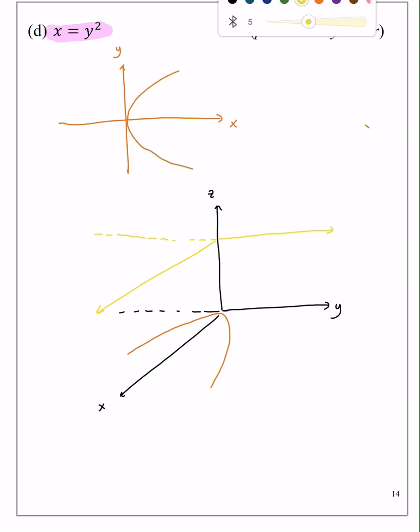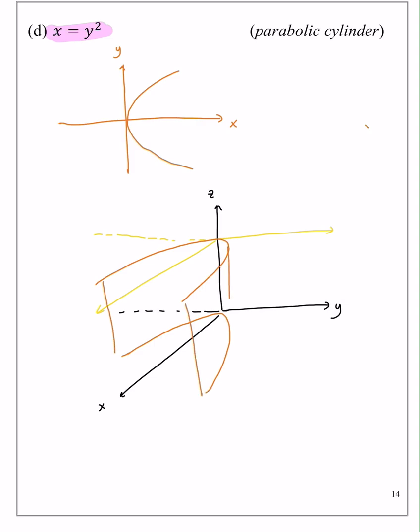Let's say you have another curve here. What you need to do is draw the projection lines. You will have a parabolic cylinder here.